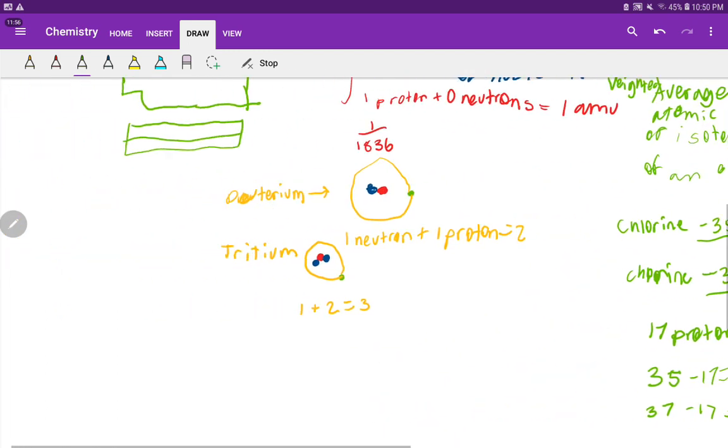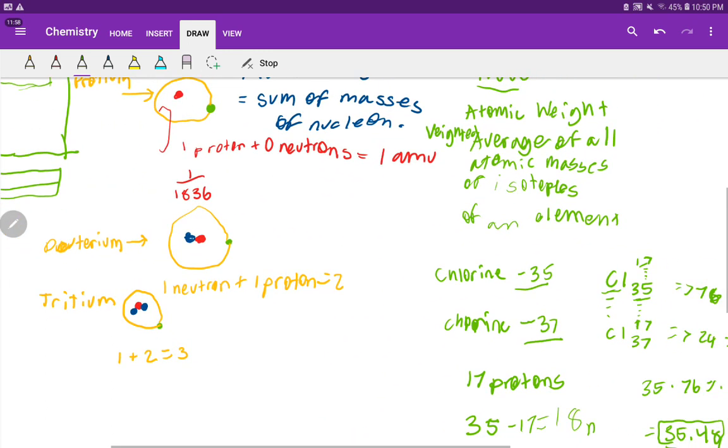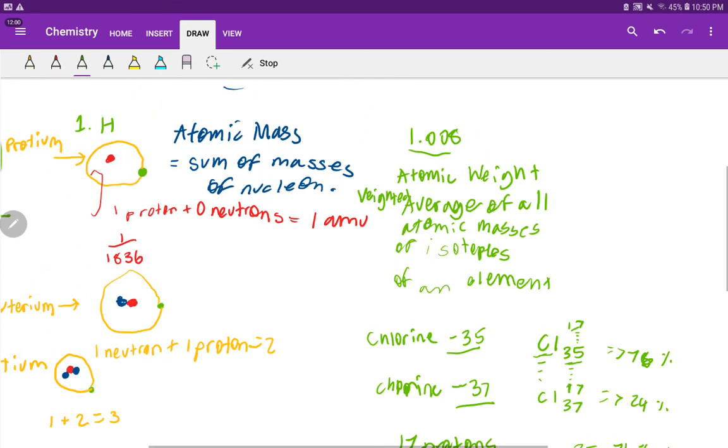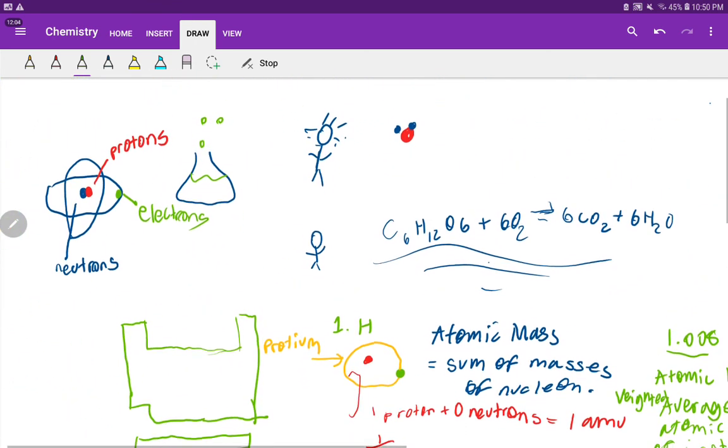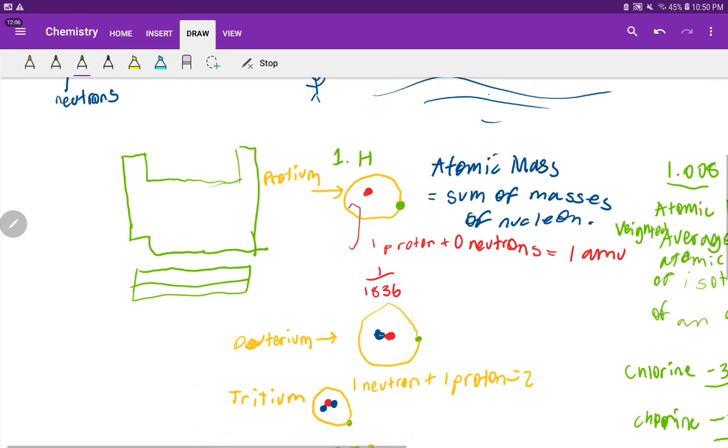So, now that we understand atomic mass, atomic weight, atomic notation, isotopes, and the structure of an atom, we are now ready to venture into the next avenue of chemistry, the atom.